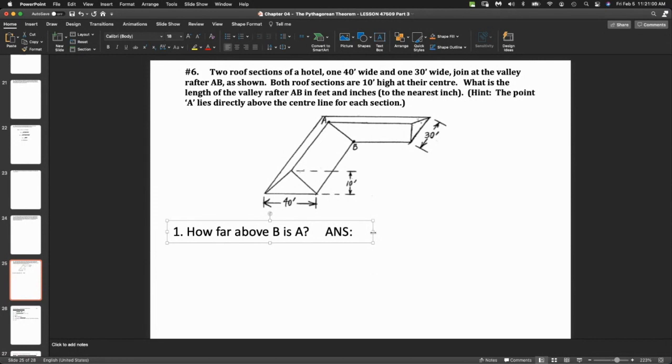Anybody else agree with that? Anybody disagree with that? Hi, Malik. Okay. Yes. A is actually 10 feet above B because it's the height. It's right here. See, this height here is 10. This is a 10-foot height, and that carries all the way through the building, through the roof of the building.